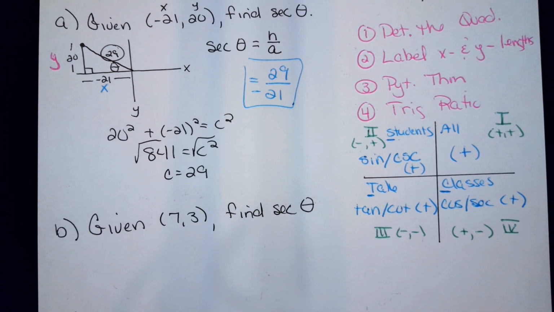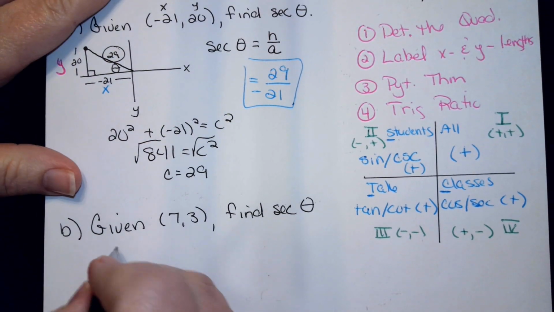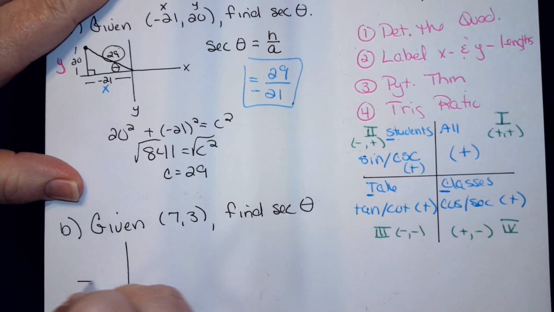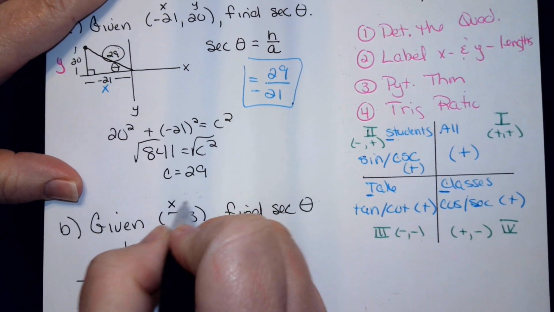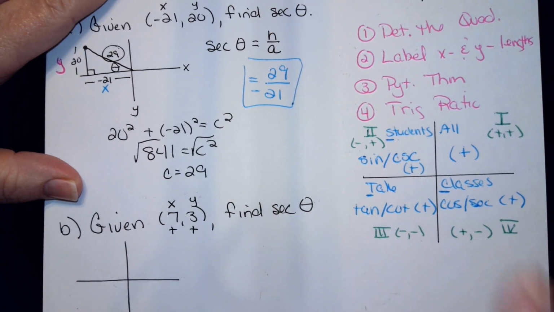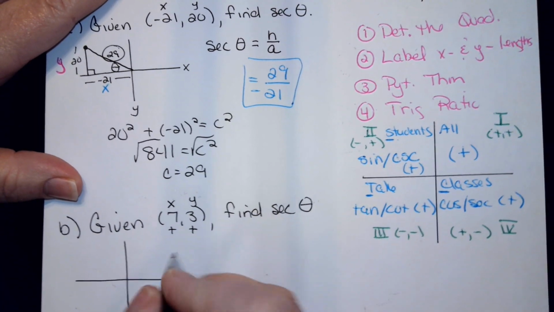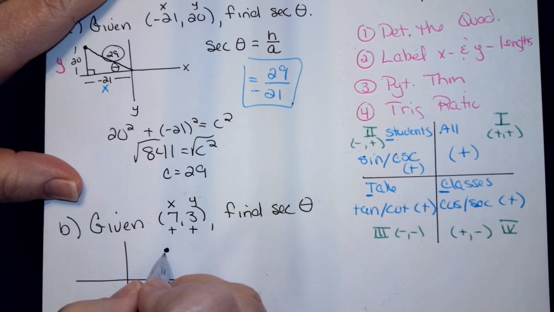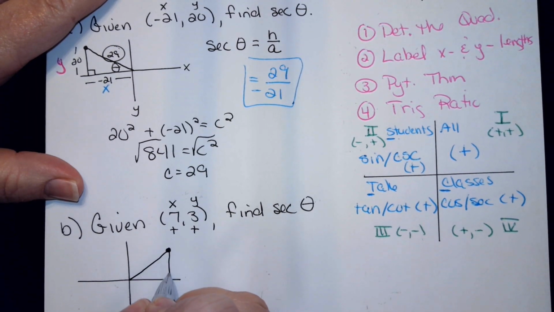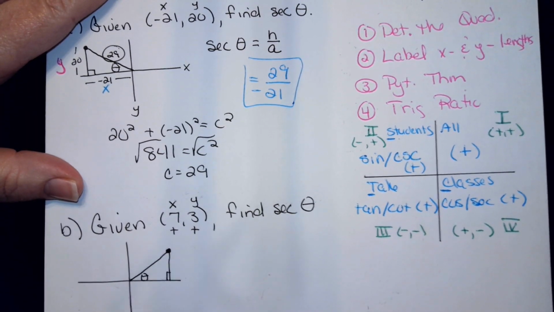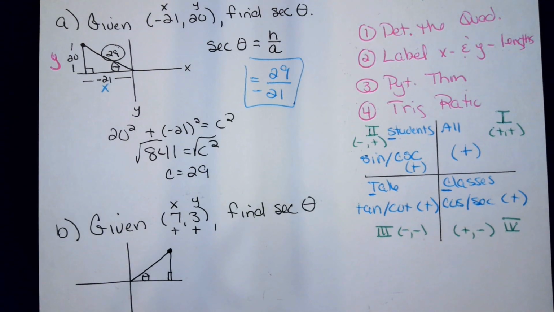Alright, let's try one more together, and then I'll give you one to try on your own, and then we'll be done. So given 7, 3, find the secant of theta. Going through our steps, we need to determine what quadrant that's going to be in. Remember, this is your x and y. It's positive, positive, which is going to be the first quadrant. So we're going to put our point right here and draw in our right triangle. That reference angle is going to be your theta.